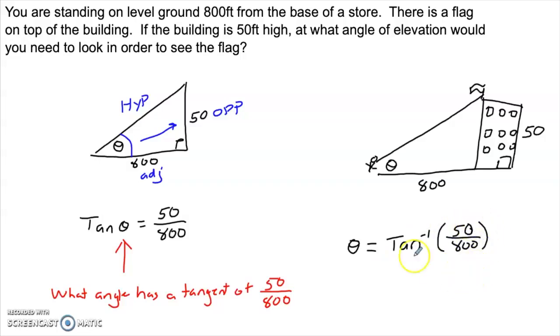Get to that in your calculator as you hit the second key and then the tangent button, and our calculator will tell us that that angle theta is approximately 3.576. So let's just go with about 3.6 degrees.